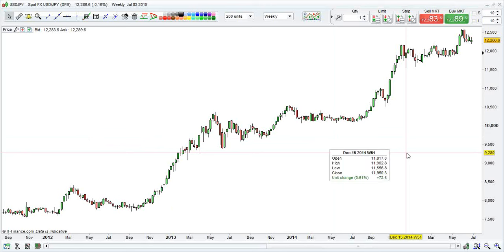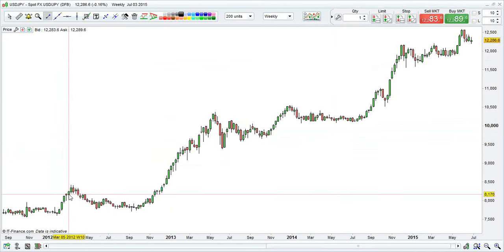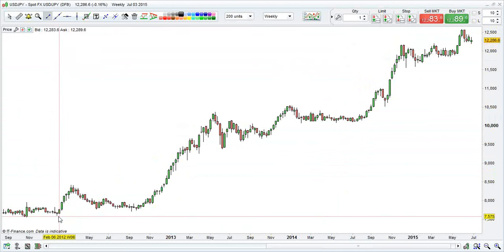So what's the first thing we're looking to do? The first thing is to establish the trend. And straight away we can see that we're in an uptrend. So we go to our vertical trend line, and we can put it at a valid bottom.